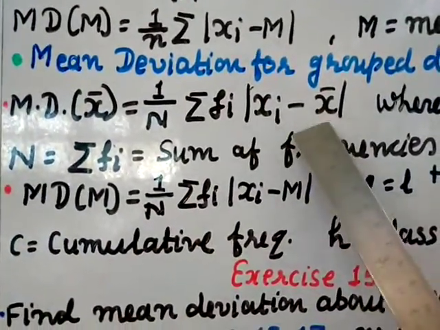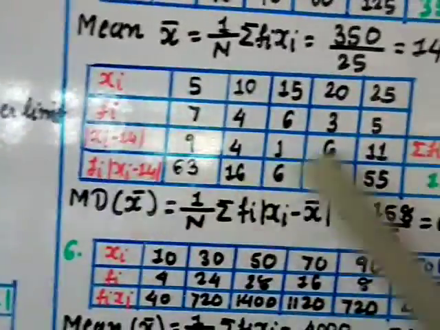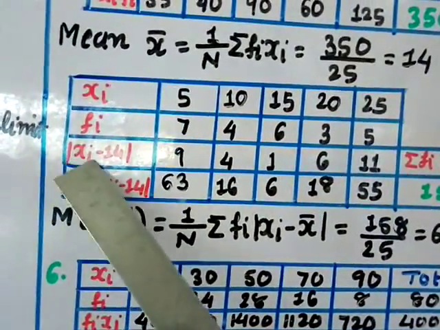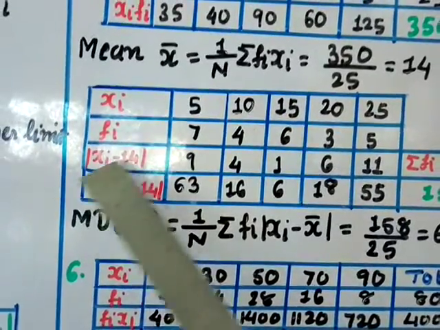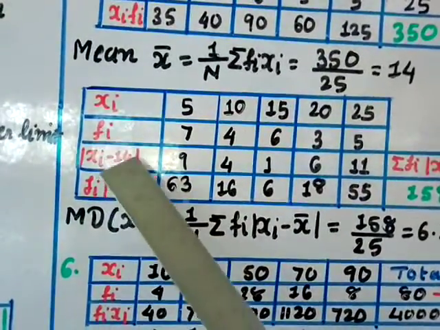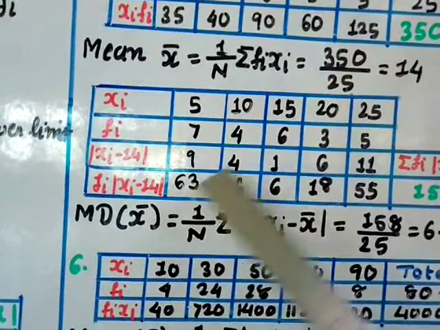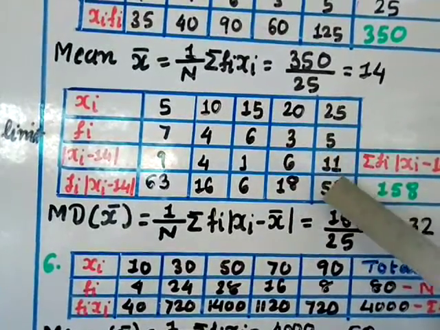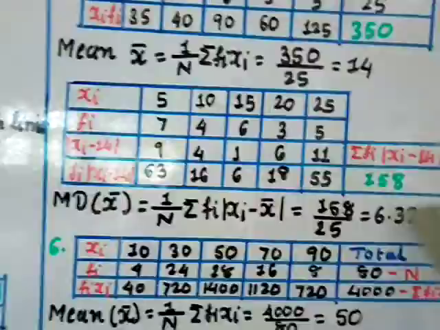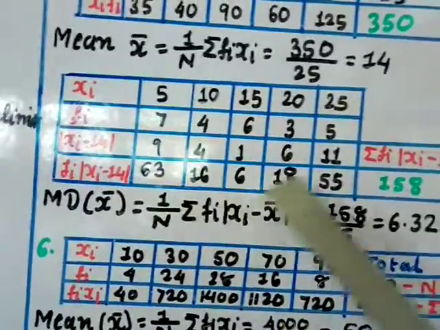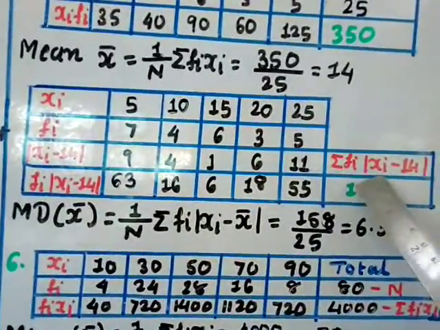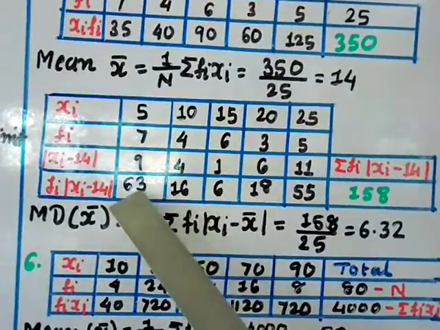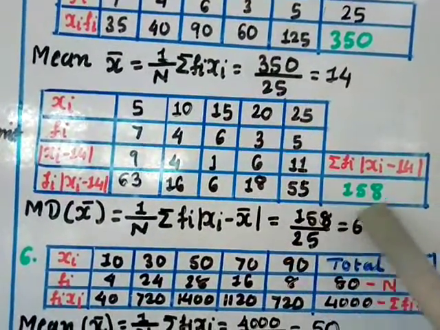Now multiply this with fi. Why? You remember the formula: modulus of xi minus x bar, into fi. So this row is modulus of xi minus 14, that is x bar. Now multiply with the frequency: 7 into 9 is 63, 4 into 4 is 16, 6 into 1 is 6, 3 into 6 is 18, 5 into 11 is 55. Then find the sum total, because the formula requires sigma. So sigma fi modulus of xi minus 14: totaling these gives you 158.